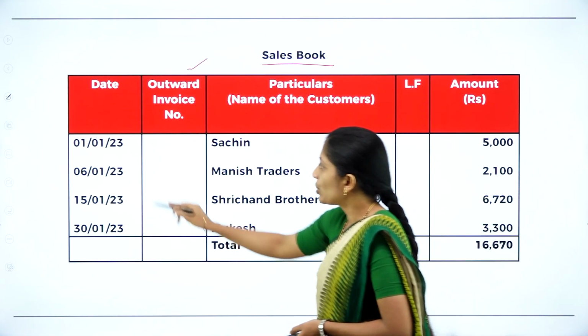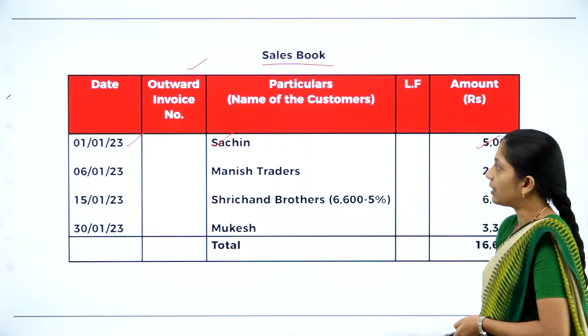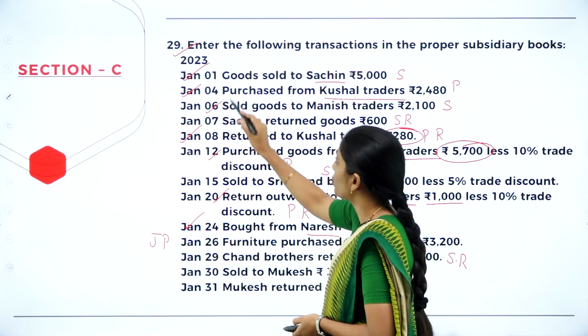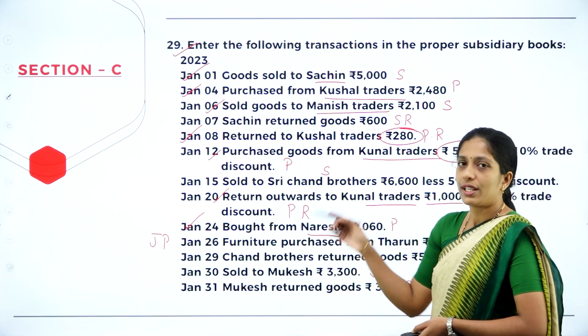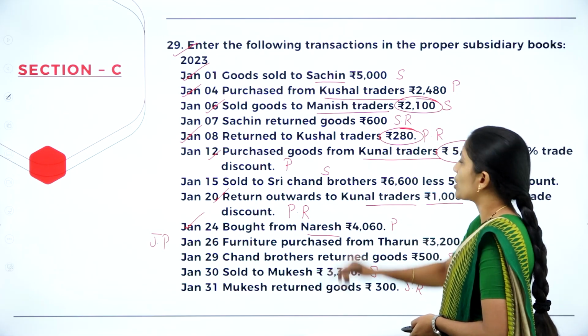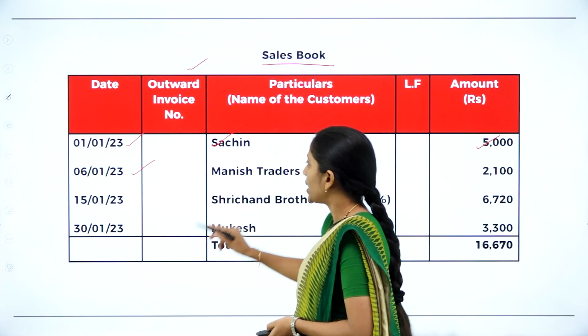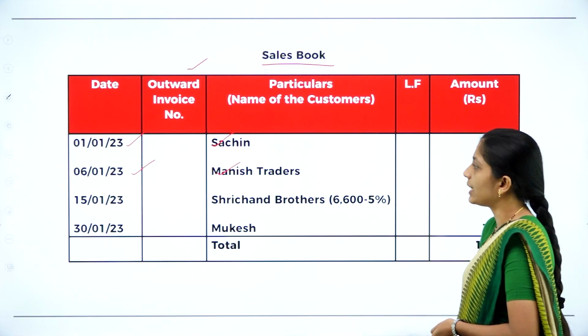So I'll write the date 1/1/23, Sachin, and the amount is 5,000. Next, January 6th, sold goods to Manish Traders. So we'll write the date and the amount is 2,100. So let's see how we have written. 6/1/23, Manish Traders, and there is no trade discount, so you will write directly.